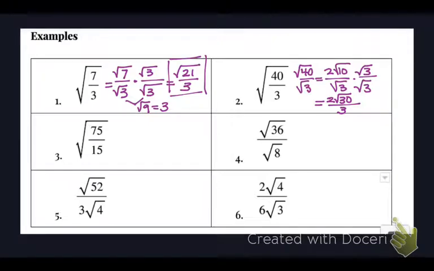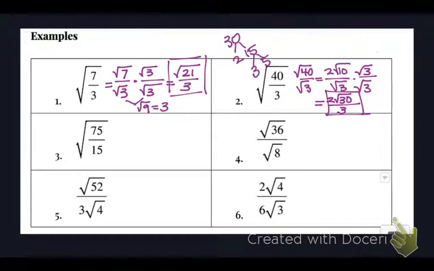So now that I have this 30, I've got to think about, okay, can I simplify the 30 any more? So let's go ahead and build our factor tree for 30. Well, I have a 2 and a 3 and a 5. I don't have any pairs of numbers, and the fraction 2/3 won't simplify any more, so our final answer would be 2 radical 30 over 3.